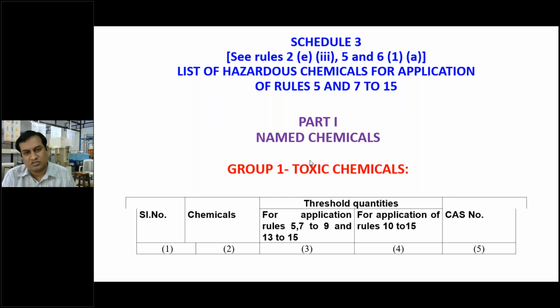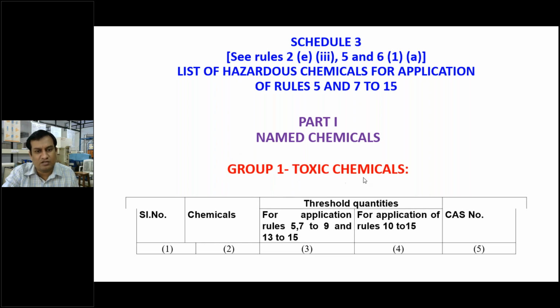Under the rules, we have mentioned schedule 3 for part 1, part 2, group 1, group 2, group 3, 4, 5, or some columns. So now you can understand what exactly column 1, 2, 3, 4, 5 means under part 1 or group 1. So this is schedule 3, list of hazardous chemicals for application. Rules 5, 7 to 15 are applicable. Under part 1, named chemicals are given, and under part 1 again there are 5 groups.